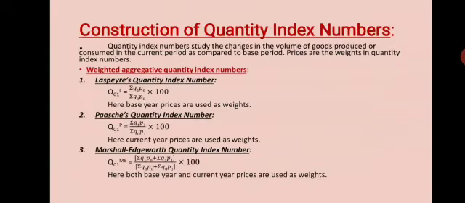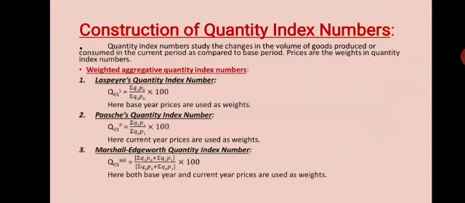Then the construction of quantity index numbers. Quantity index numbers study the changes in the volume of goods produced or consumed in the current period as compared to base period. Prices are the weights in quantity index numbers. Then weighted aggregative quantity index numbers. Five methods we are going to study here.